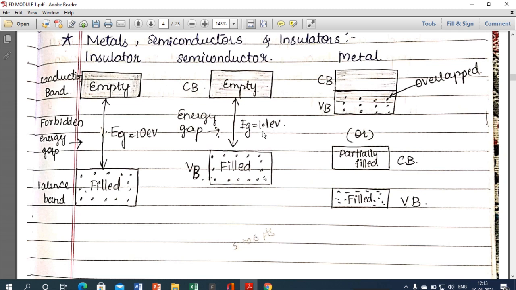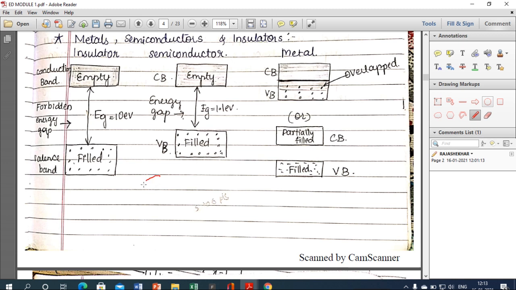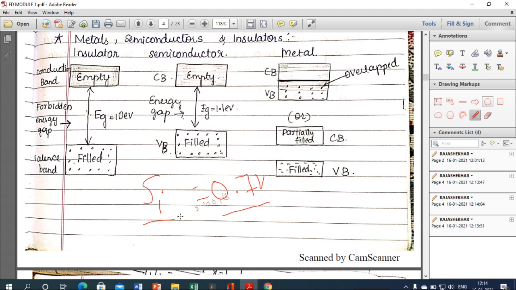Suppose I take an example like the semiconductor silicon. Here we know that the threshold voltage for silicon is 0.7 volts. Until I apply 0.7 volts, silicon will act as an insulator, because there is no movement of electrons into the conduction band, or there is no cause of current. As soon as I apply 0.7 volts to the silicon material, there is a rapid increase in the flow of current.